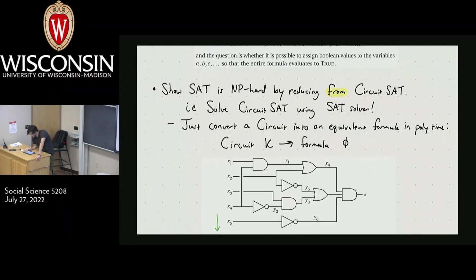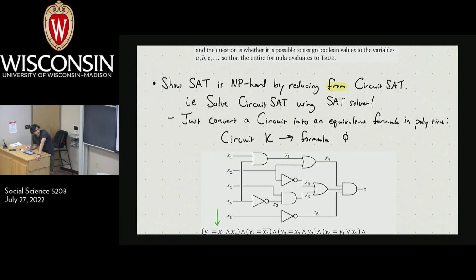So how do we show SAT is NP-hard? We're going to reduce from circuit SAT. So we're going to solve circuit SAT using a SAT solver. This is the weird part, because usually the thing we know how to do would be on the right side. But here it's the thing we want to prove stuff about that's on the right side. So how do we do this? Well, we can convert a circuit into an equivalent formula in polytime. So given a circuit K, we need to transform it into a formula phi.